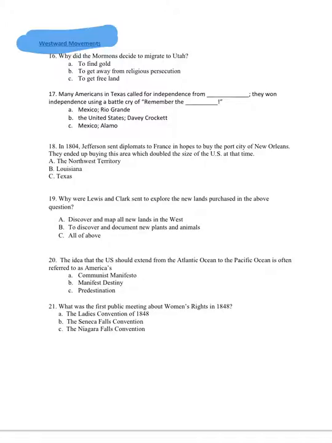Number 20. The idea that the U.S. should extend from the Atlantic Ocean to the Pacific Ocean is often referred to as A, Communist Manifesto, B, Manifest Destiny, or C, Predestination. The idea that the U.S. should extend from the Atlantic Ocean to the Pacific Ocean is often referred to as America's A, Communist Manifesto, B, Manifest Destiny, or C, Predestination.